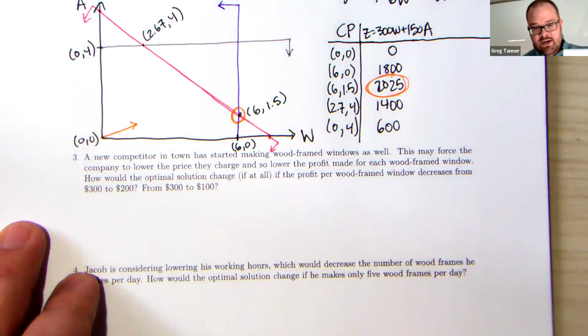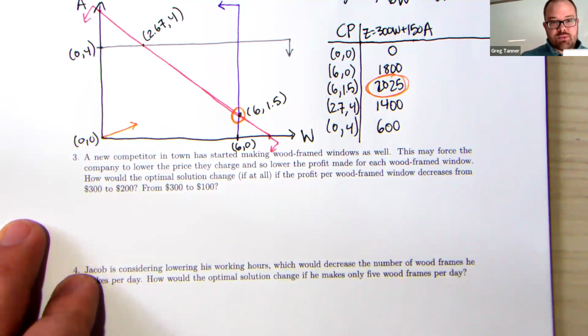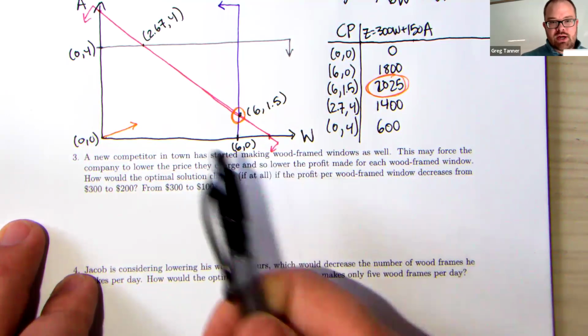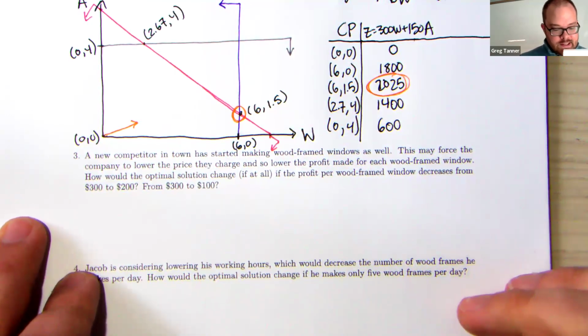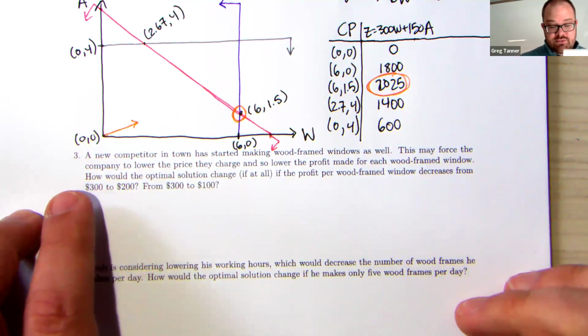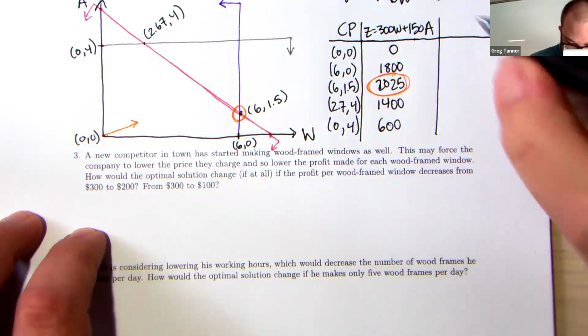Let's look at what happens if a new competitor moves into town who's now making wood framed windows. Wood framed was our best profit margin product, but if we have to compete with somebody else, we're probably going to lower our price so that we don't introduce a new constraint of demand on wood windows diminishing. So if we reduce our profit margin, that's going to change our objective. Let's look at a couple of alternate versions of the objective.